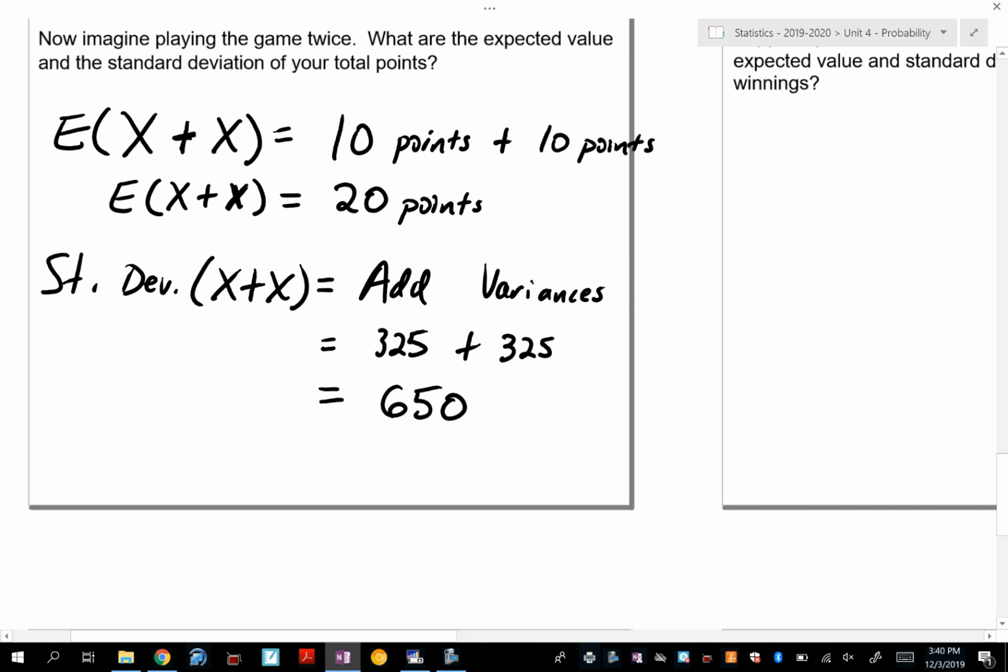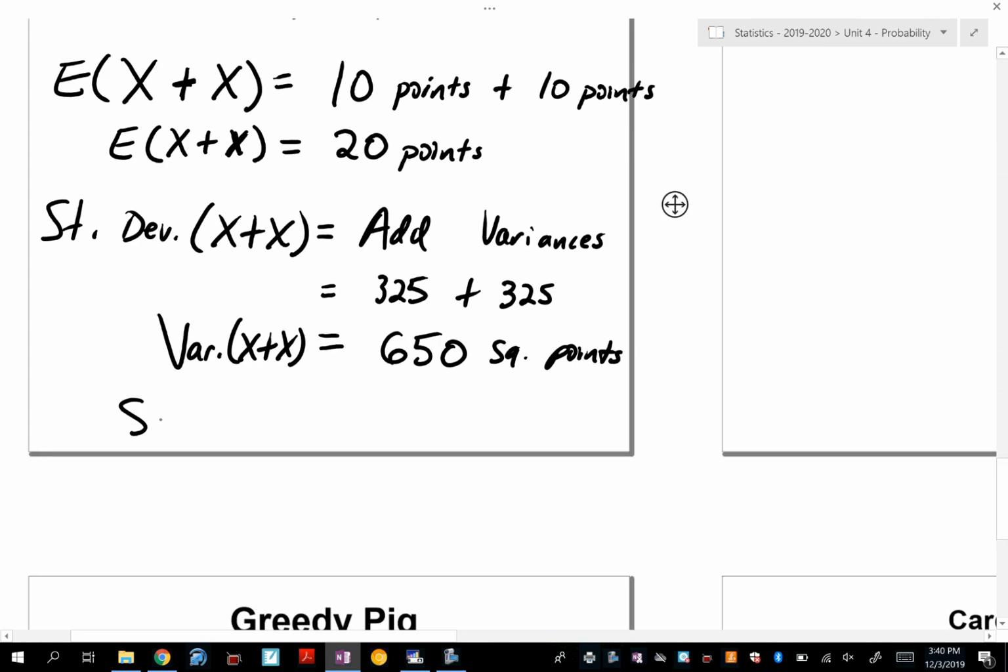But that is the variance of adding these together. So that's in squared points. So you're right, we have to take the square root of 650. 25.5. This is 25.495. So 25.495, so about 25.5.